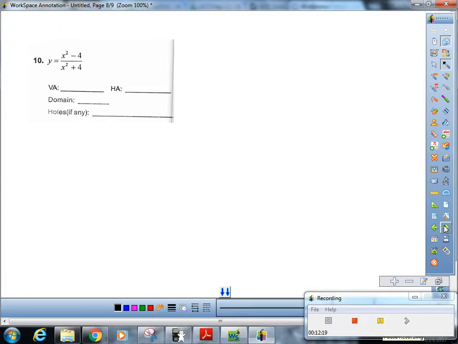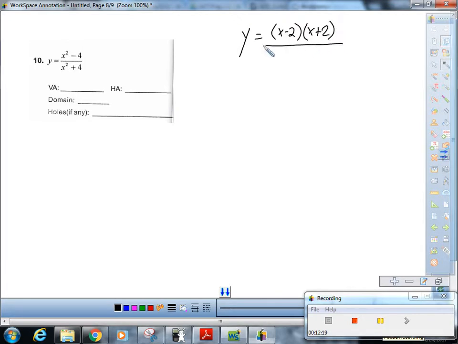All right, step 1, factor. I can tell you can factor the top, but you cannot factor the bottom. So this is going to turn into y equals x minus 2 times x plus 2 all over x squared plus 4. Okay? Now, the factoring in this one ended up not getting us anywhere because nothing canceled. Notice, there is nothing you could put in for x to make the bottom equal to 0. Okay, so nothing cancels.